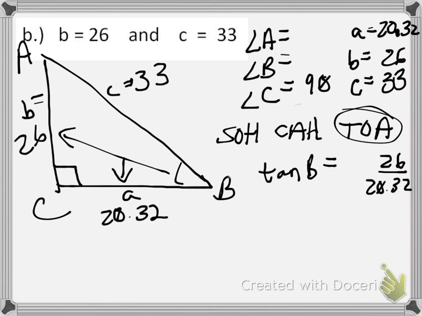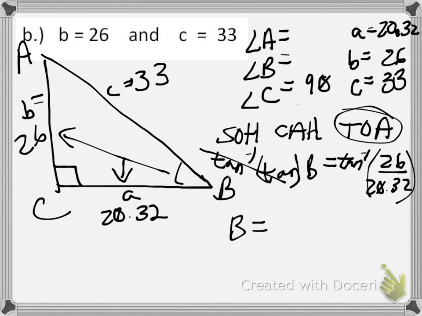And I want B by itself. So step 4 says we will always do the inverse. I'm going to do the inverse because I need to get rid of that tangent. But whatever I do to one side, I got to do it to the other. Those two cancel out. I plug in the inverse tangent of 26 divided by 20.32 in my calculator, and I get 51.99 degrees, which is approximately 52 degrees.